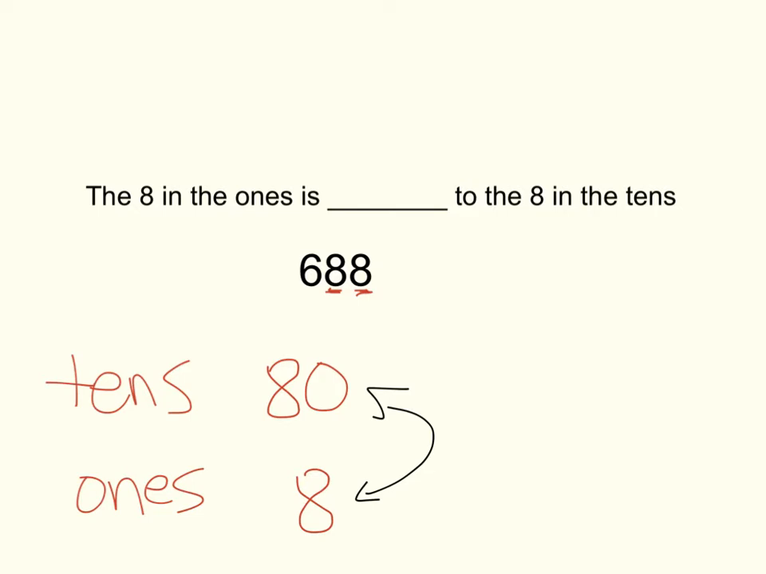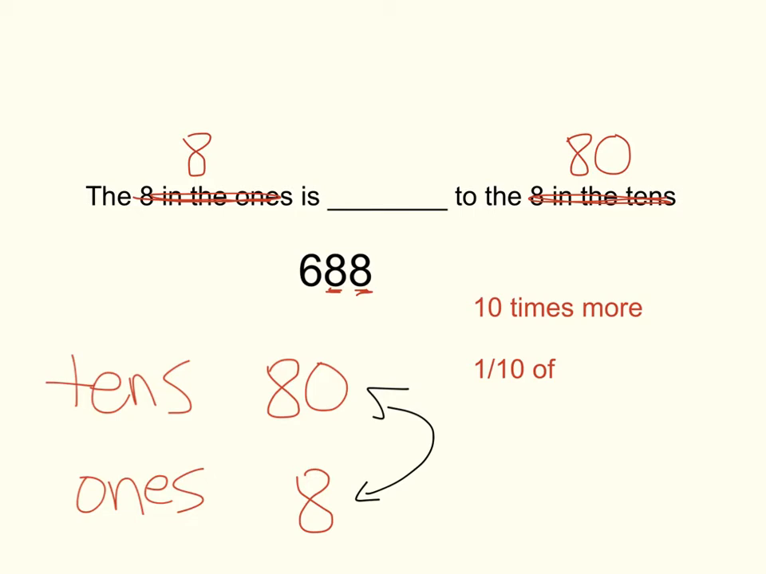First, I'm going to reduce the amount of words that I have here. The 8 in the ones is worth 8. And the 8 in the tens is worth 80. So now I can simply reread this. The 8 is blank to the 80. We have two choices. The 8 is 10 times more than the 80, or it is 1/10 of.